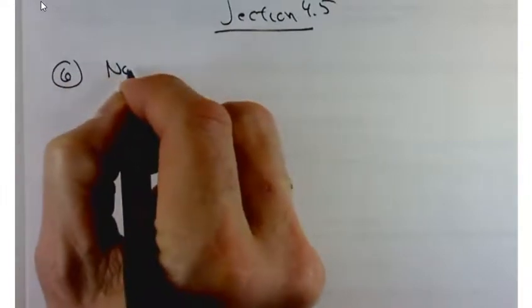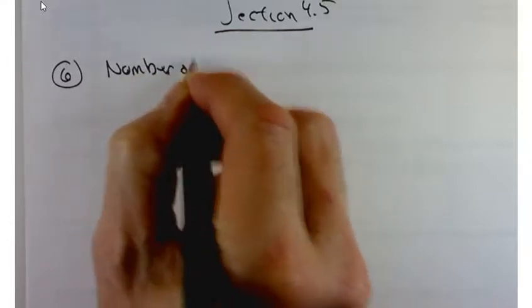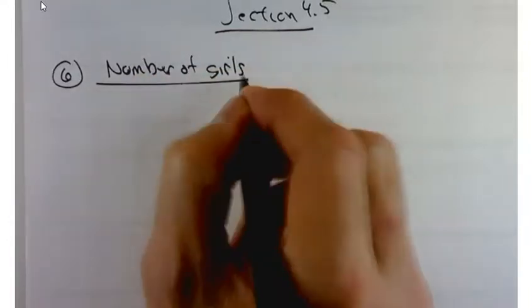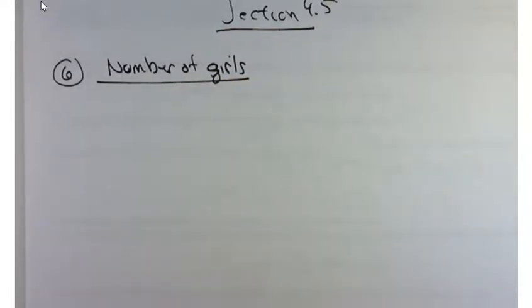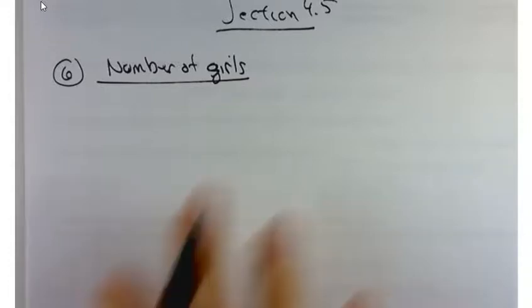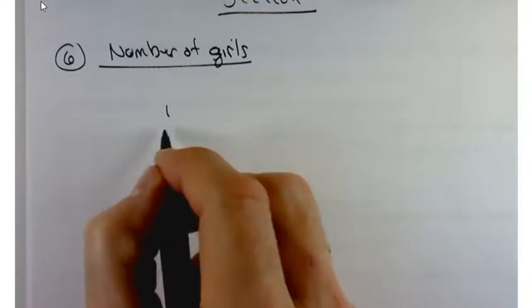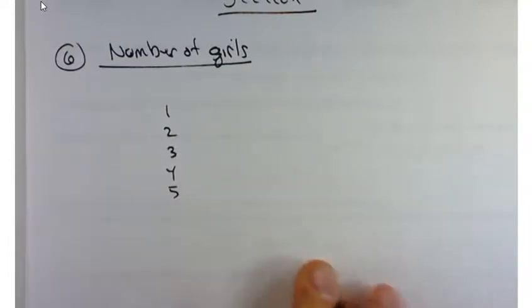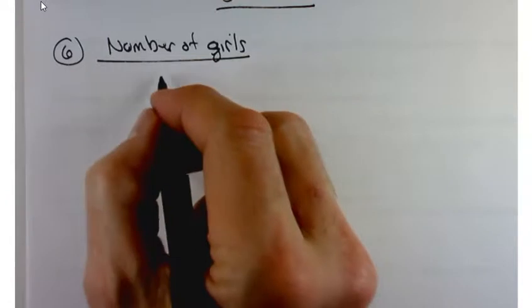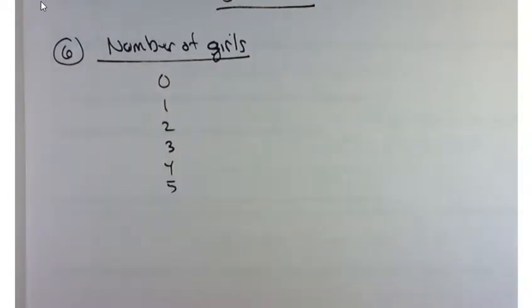Let's first describe all the possible things that can happen with an event. So we've got a couple that are having five kids. Number of girls. What are the possible outcomes of having five kids? How many girls can you have? What's possible? 1, 2, 3, 4, 5. There's one more. 0. So that is a possibility.